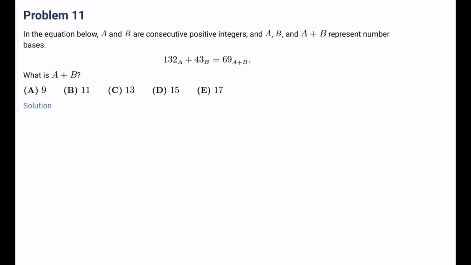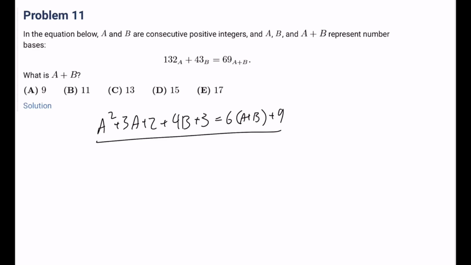What is a plus b? Okay, so since a and b and a plus b are bases, then we can say that a squared plus 3a plus 2, that represents this, and then plus 4b plus 3, that's this one, that is equal to 6 times a plus b plus 9.